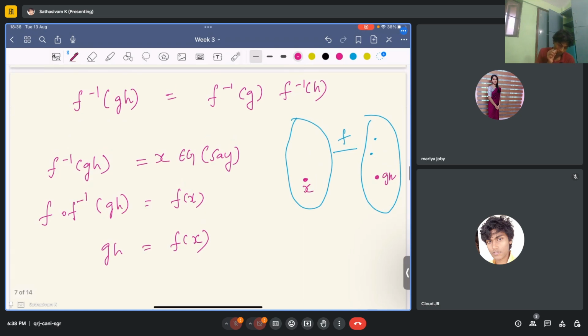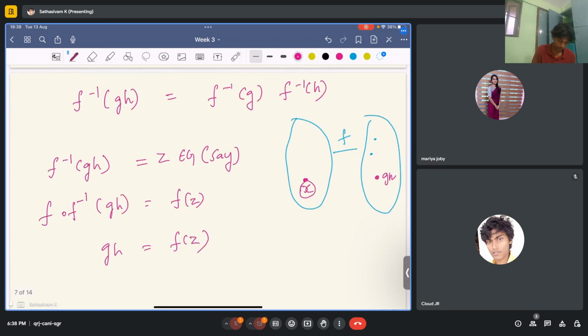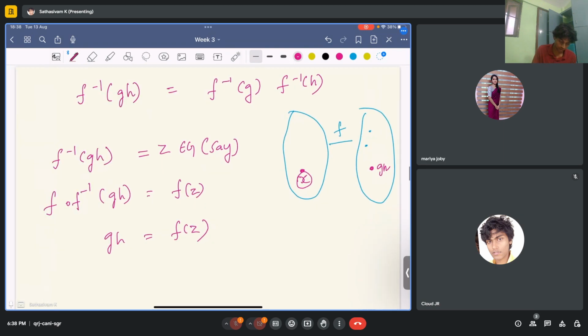Okay. So this X is nothing but GH, or maybe I will call it EZ. Sorry about changing the symbol in between. Okay, we have this one. But let's look at the other one.